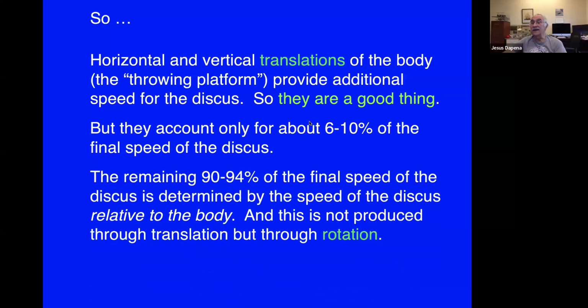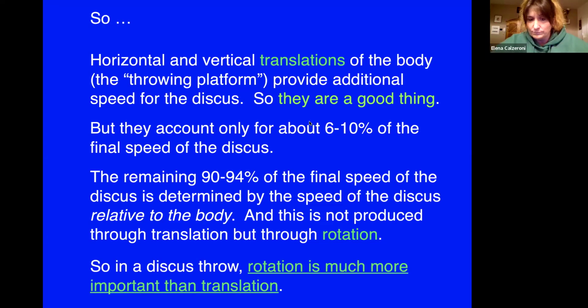So the remaining 90 to 94% of the final speed of the discus is determined by the speed of the discus relative to the body. And this is not produced through translation, but we will see that it's produced through rotation. So in the discus throw, rotation is much more important than translation.